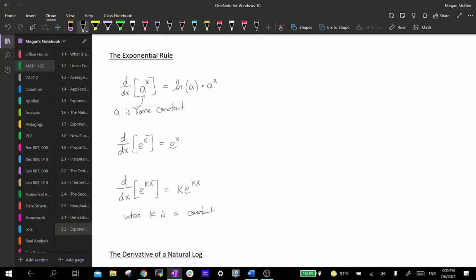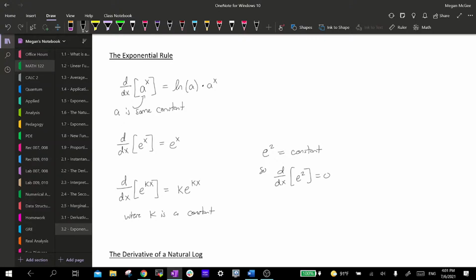Okay? I'll just make a quick little note over here. If we had e squared, does this fit into any of these rules here? And the answer is it does not, because this is itself a constant. So if we were to take the derivative with respect to x of e squared, it is 0, because we know that the derivative of a constant is 0.